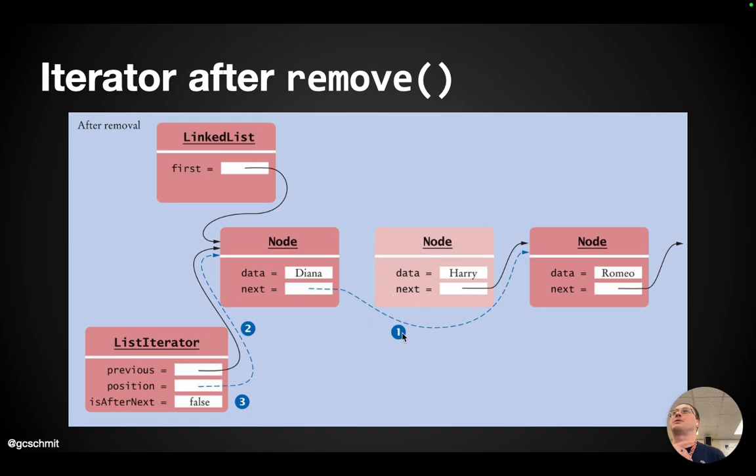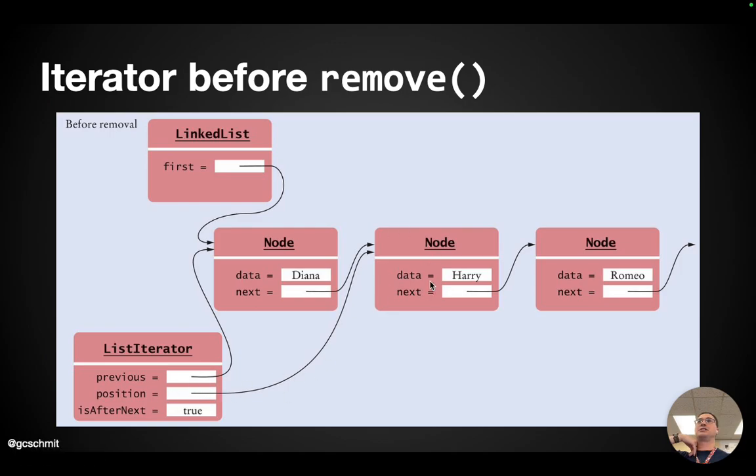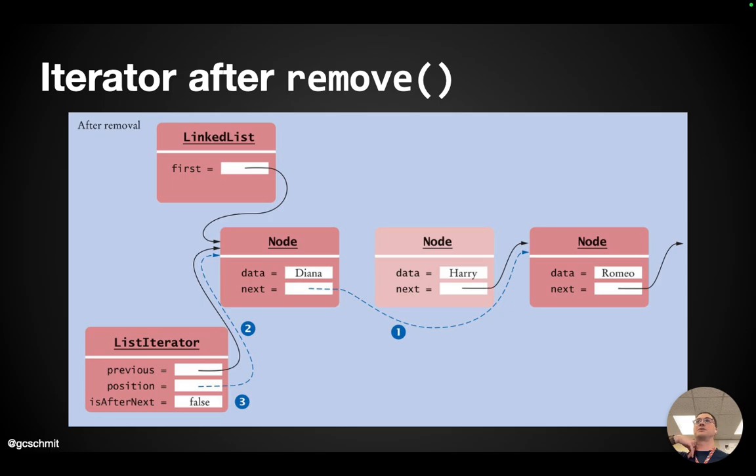Now, a couple of things that we need to be aware of is how do we get a reference to the node whose data is Diana? Well, that's what previous is for. The previous instance variable of our list iterator refers to the previous node, the one before the one we just iterated over. So we can say previous.next equals position.next to link Diana's node to Romeo's node.